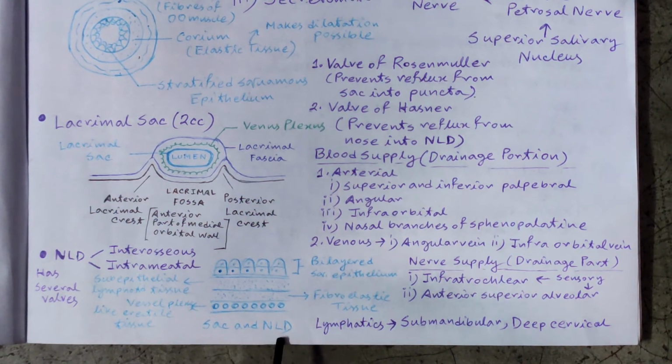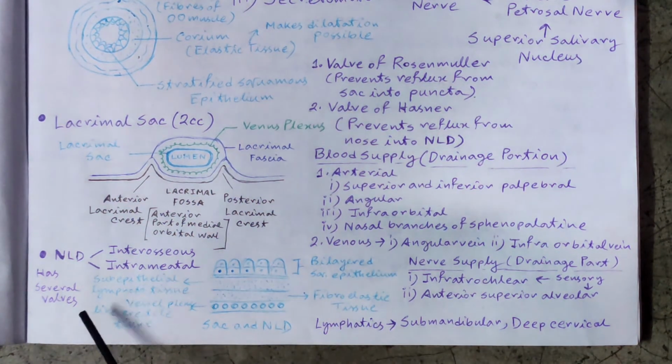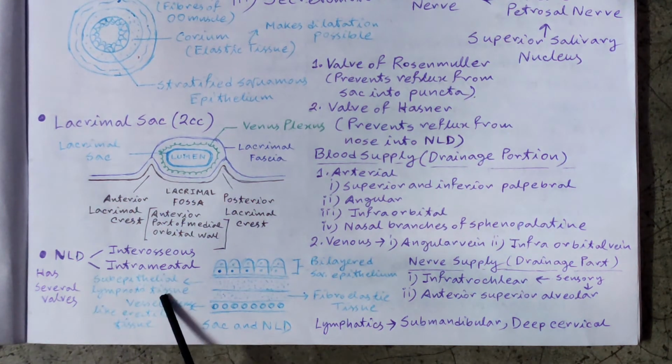The sac and nasolacrimal duct consist of bilayered epithelium in the innermost part. Then there is subepithelial lymphoid tissue, and beyond that there is fibroelastic tissue. At the most outer part there is a vessel plexus which acts like erectile tissue.